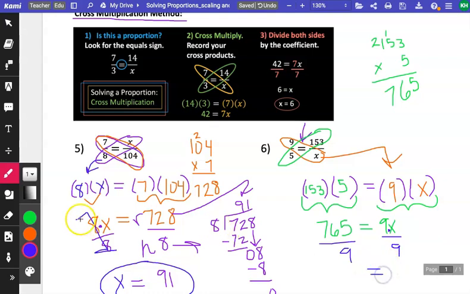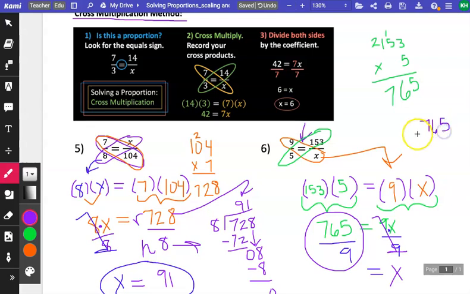On the right side, 9 divided by 9 equals 1, so we're left with 1x, which is the same thing as x. And then we need to take 765 and divide it by 9. 9 goes into 7 0 times. 9 goes into 76 8 times. 9 times 8 is 72. We subtract, we get 4.